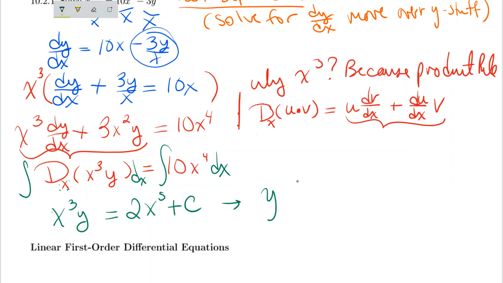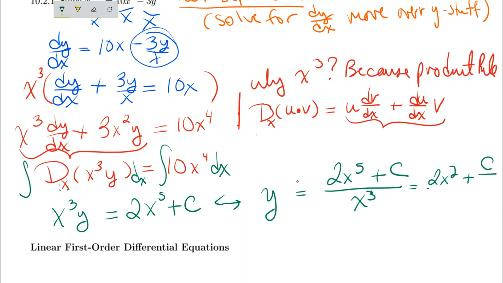So then if you solve for y, you get 2x to the fifth plus c over x cubed. Is that what you were expecting? Maybe, maybe not. And if you want, you could write this as 2x squared plus c over x cubed. I don't really care. They're the same thing.